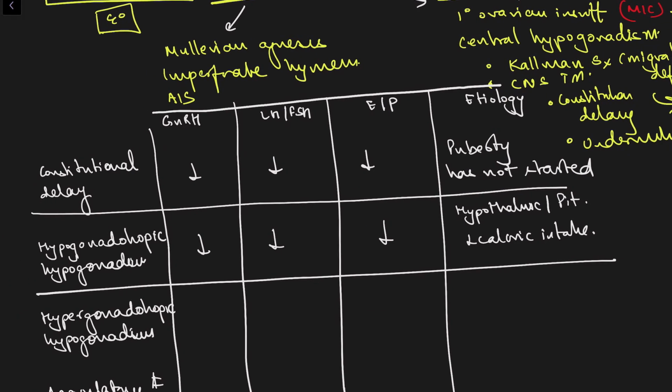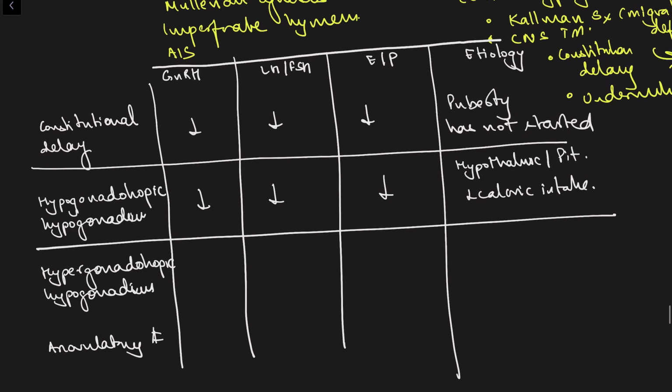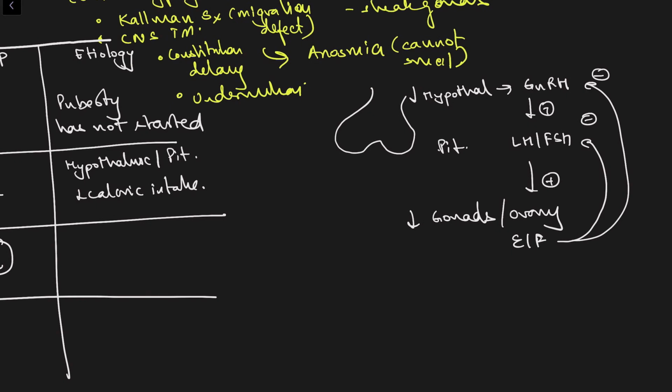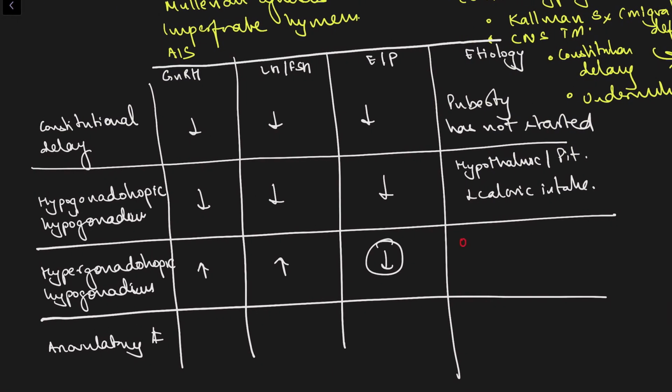Next, hypergonadotrophic hypogonadism. Here, what will happen? GnRH will be more. As a result, LH, FSH will be more. Right. But here we will see that estrogen is less. Why is this happening? This is high, this is high, but this is not high. This means there is some problem at the level of the ovaries. Right. So ovaries are not able to produce estrogen, due to which there is loss of negative feedback, and this causes increase in GnRH and increase in LH and FSH. So here there is ovarian failure.